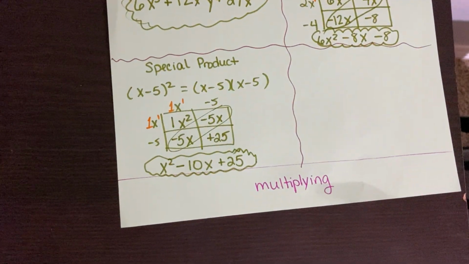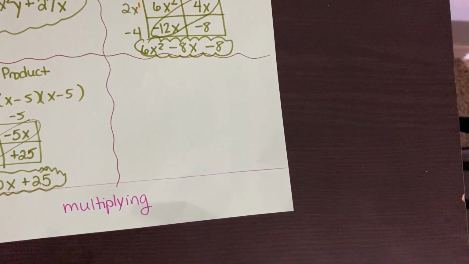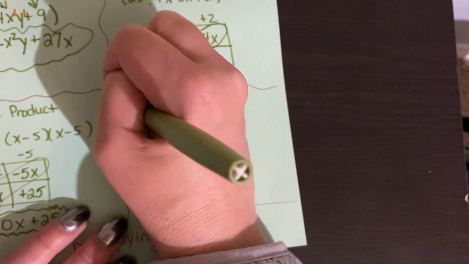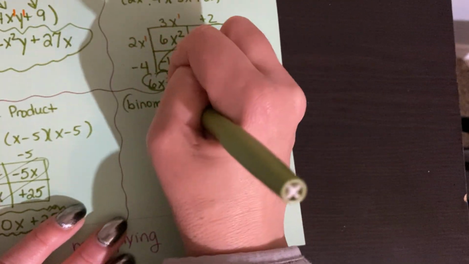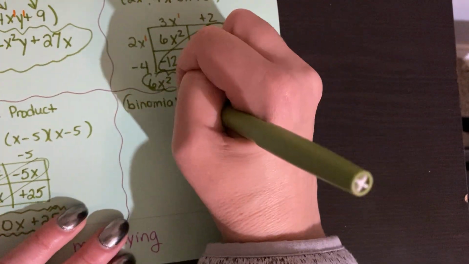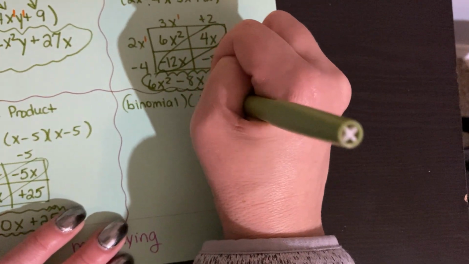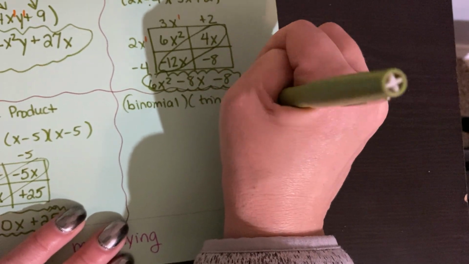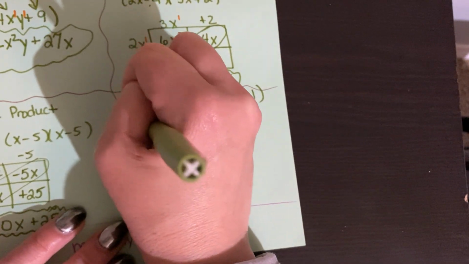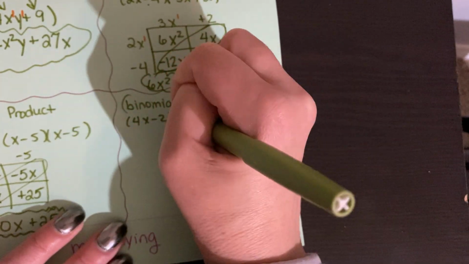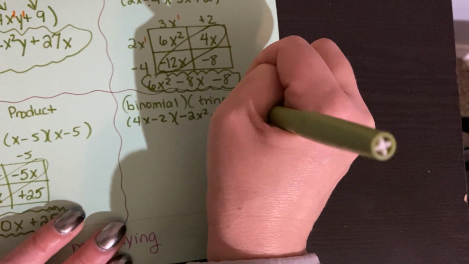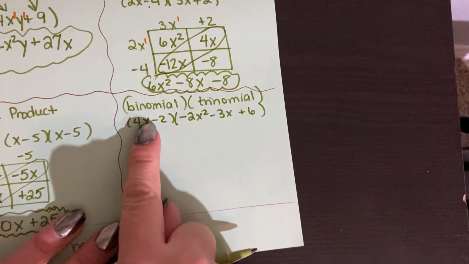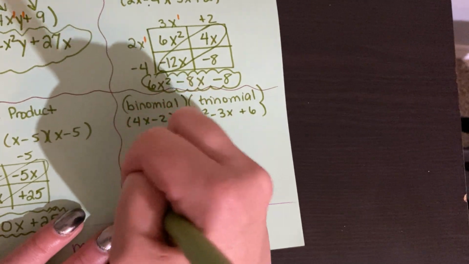Okay? Now the last one's a tough one, but I want you to see this because it's going to show up on the test. Maybe it's a bonus. And you know you have to try them. Binomial times a trinomial. So it's (4x - 2) times (-2x² - 3x + 6). If I have a binomial times a trinomial, I need a 2 by 3 box.